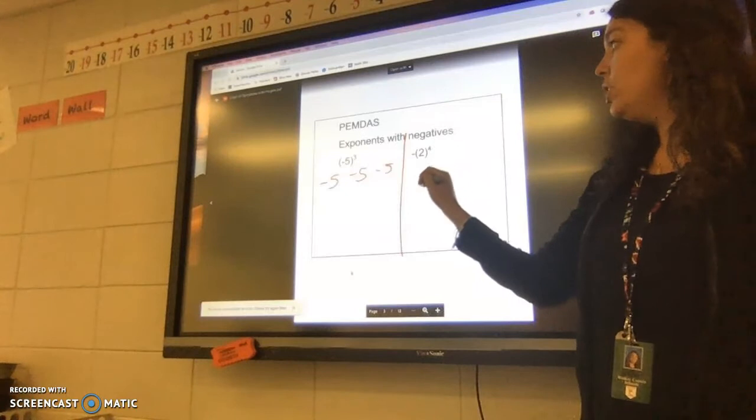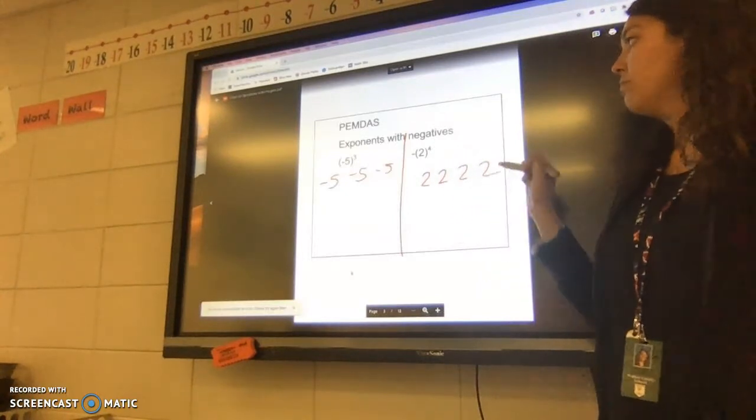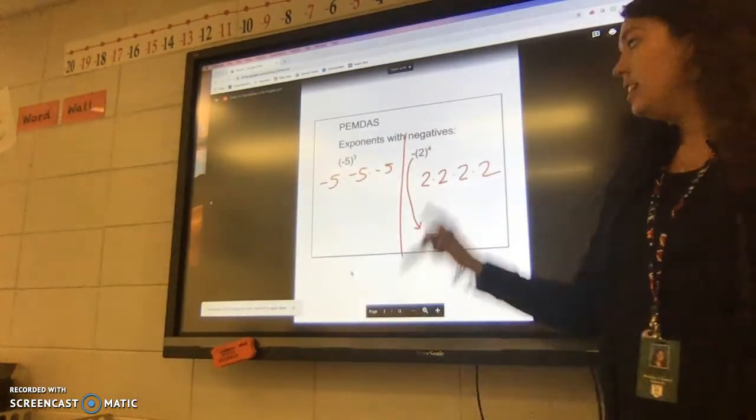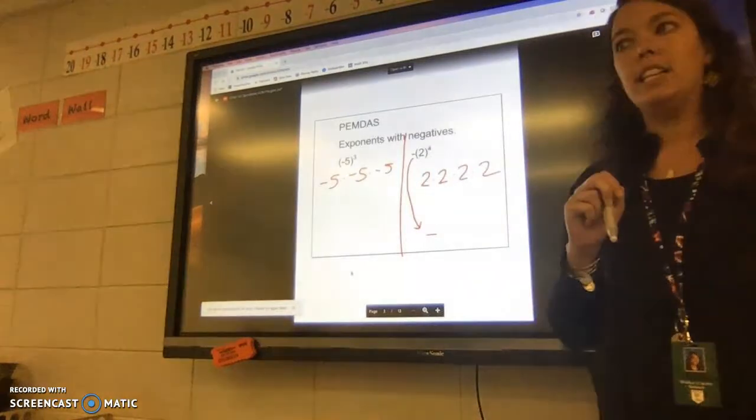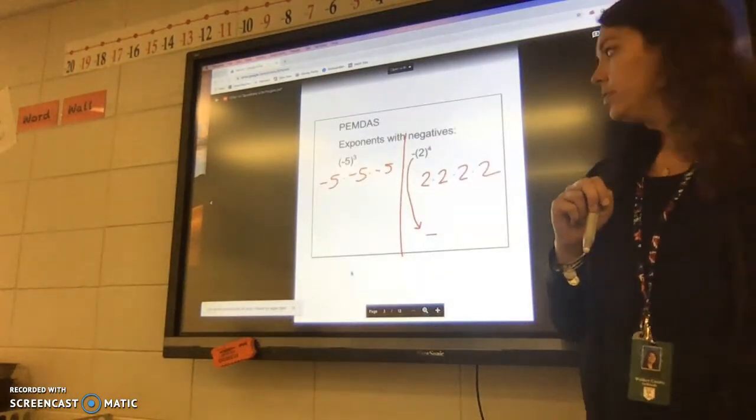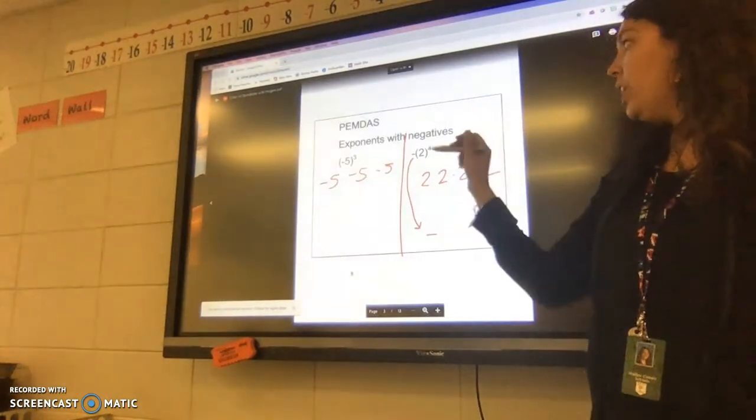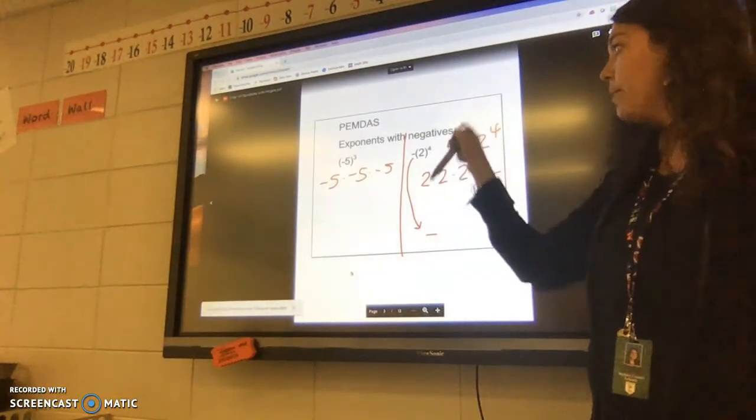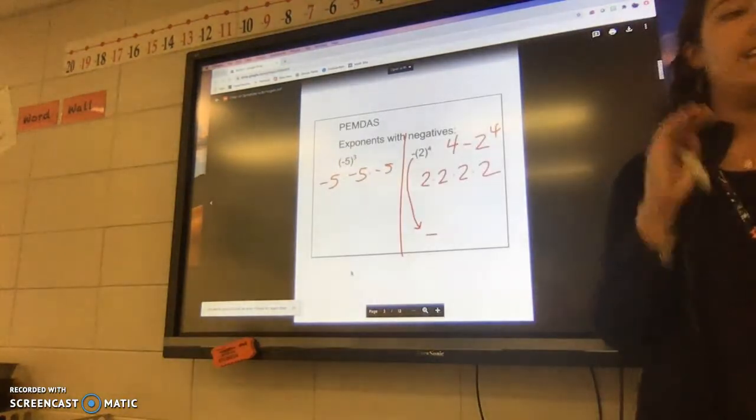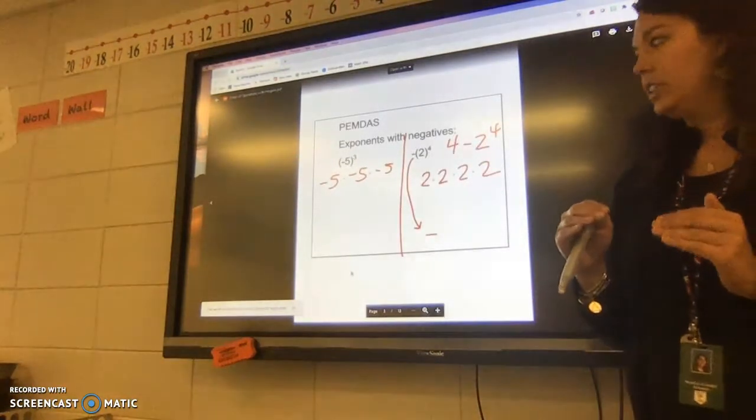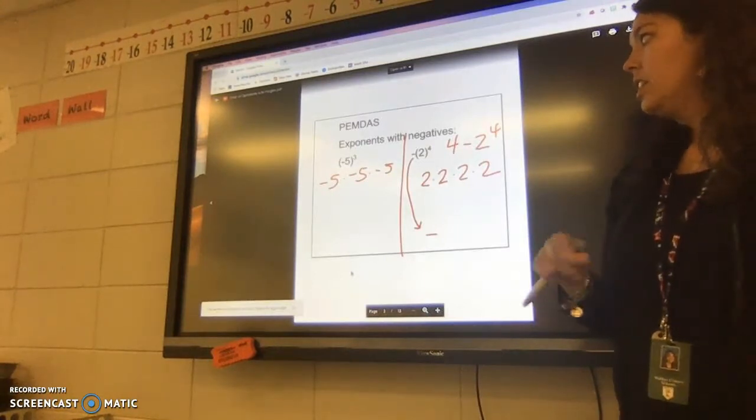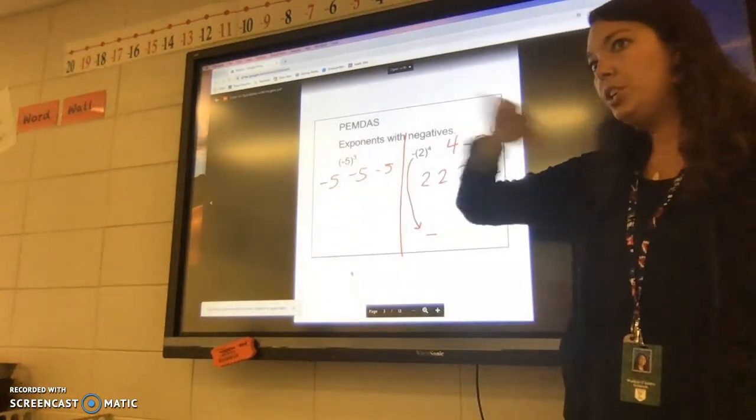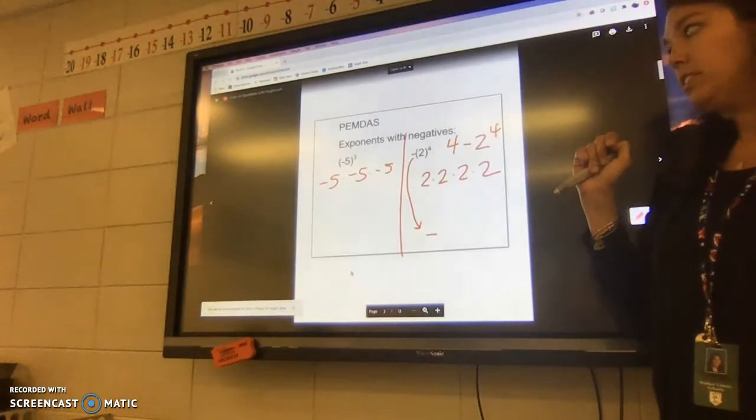So, you have 2 times 2 times 2 times 2. And then at the very end, the answer will be negative. These 2's aren't negative because the negative wasn't inside the parentheses. Y'all see that? It would also be the same if it was like 4 minus 2 to the 4th. If there's not a parenthesis with the negative inside of it, the negative does not go with the base number. Okay? So notice the big difference here. It has to be in the parentheses in order to have the negative on the base.